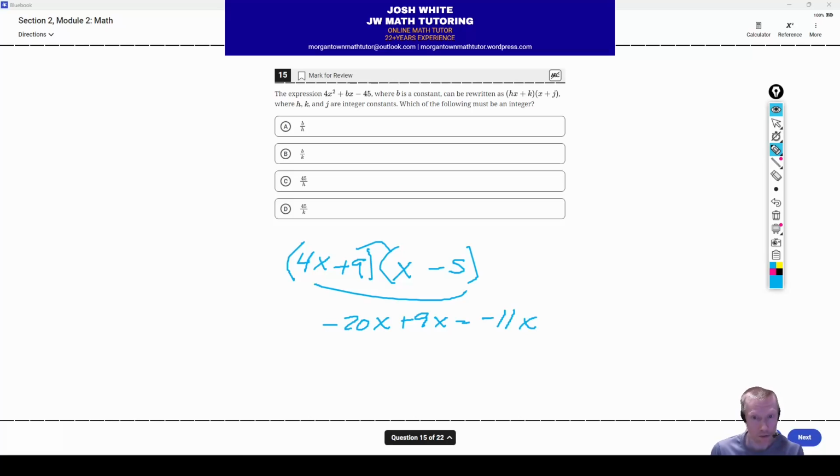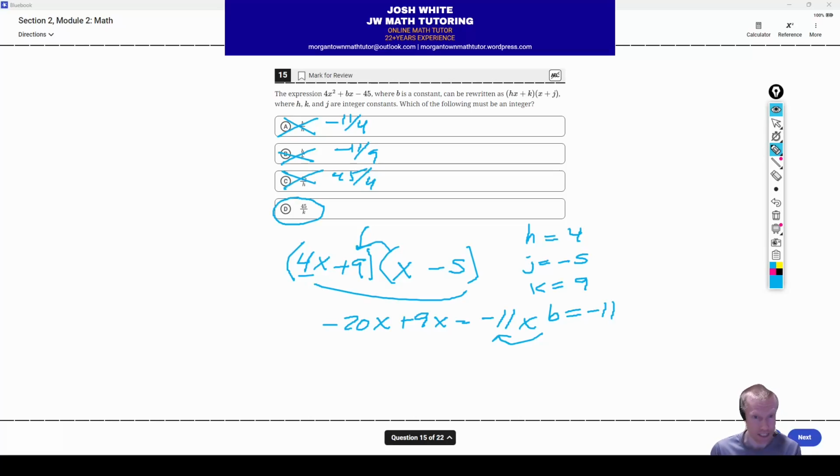Now as we go through, I'm just going to identify, okay, h, which is the number in front here, is positive 4. j, which is the number back here, is negative 5. k, which is the number here, is positive 9, and b is negative 11. That's the number I got in front of my x term when I multiplied it out. So now I just run through these. b over h, negative 11 over 4. Is that an integer? Nope, can't be the correct answer. b over k, negative 11 over 9. Is that an integer? Nope. All right, next, c, 45 over h. 45 over 4. Is that an integer? No. So by process of elimination, we can see it has to be d.